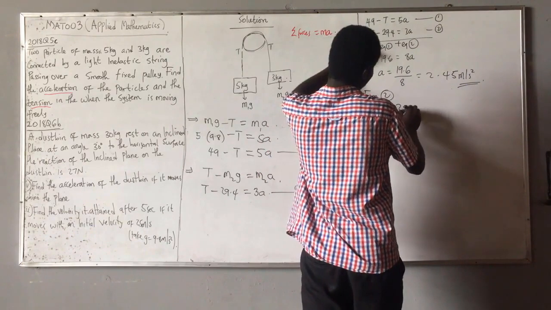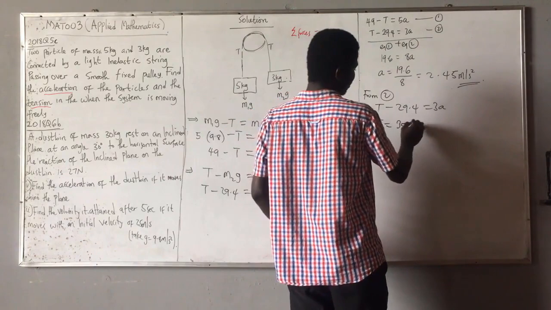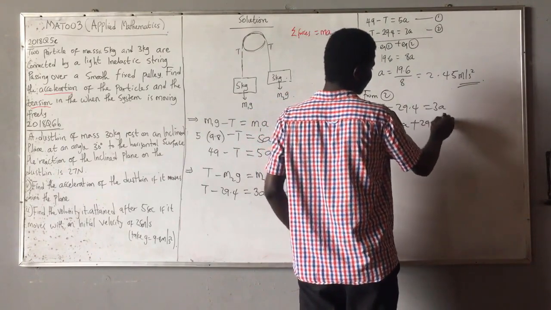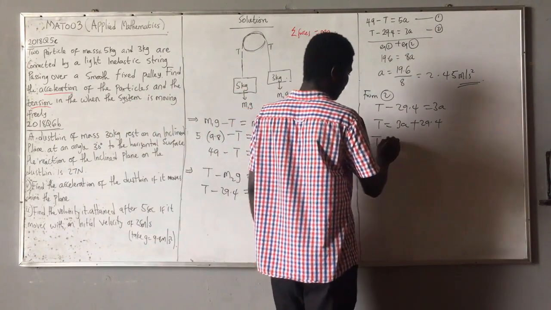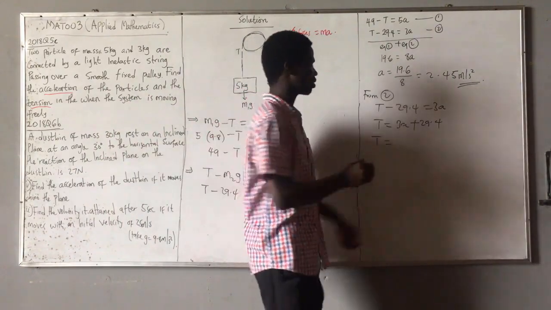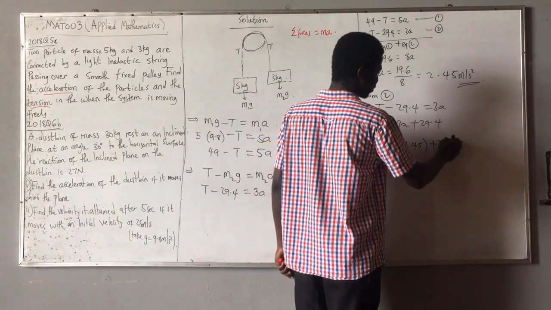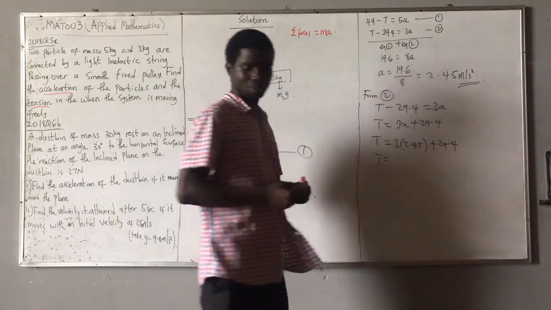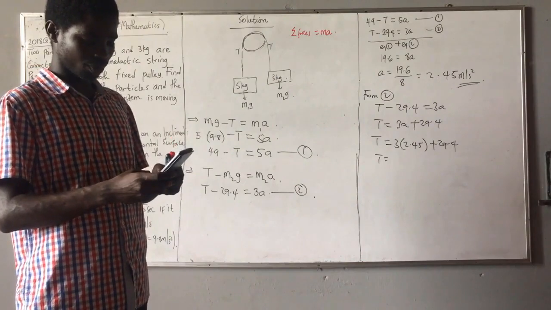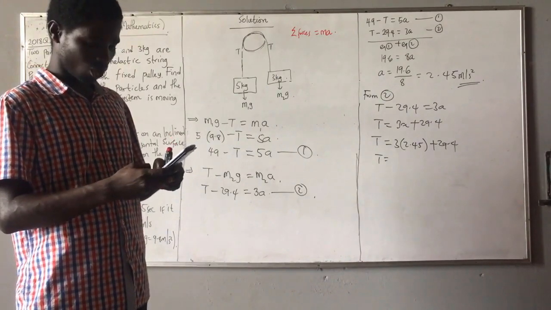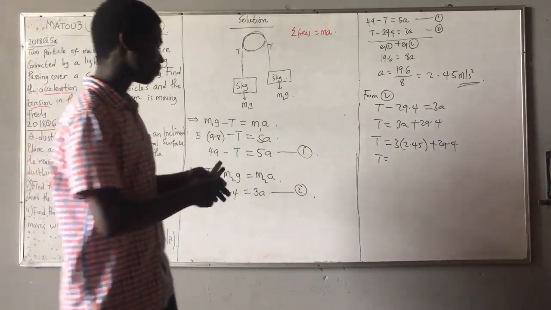Now to get T, from equation 2: T minus 29.4 equals 3A. So T is equal to 3A plus 29.4. That is 3 multiplied by 2.45 plus 29.4. The answer is 36.75.